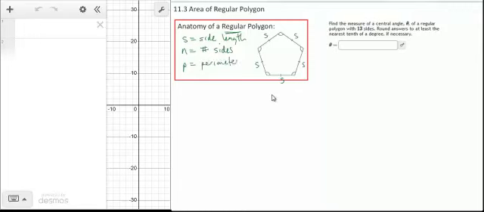Do keep in mind that the perimeter of a regular polygon is going to be the length of each side times the number of sides. So S times N is the calculation for perimeter.